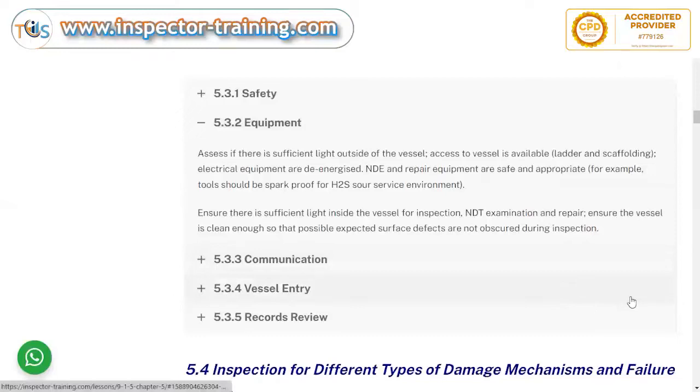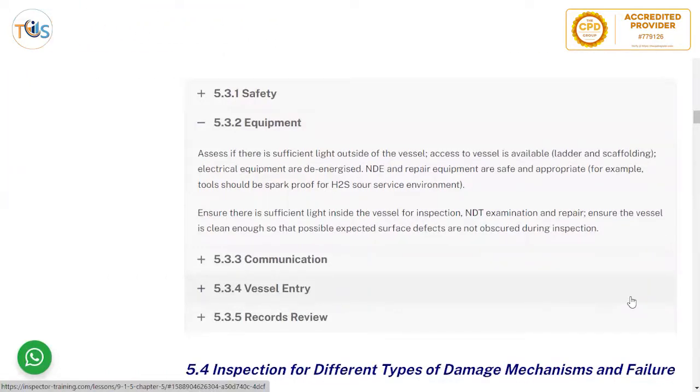Equipment. Assess if there is sufficient light outside of the vessel, access to the vessel is available, ladder and scaffolding, electrical equipment are de-energized, and NDE and repair equipment are safe and appropriate. For example, tools should be spark-proof for an H2S sour service environment. Ensure there is sufficient light inside the vessel for inspection, NDT examination and repair. Ensure the vessel is clean enough so that possible expected surface defects are not obscured during inspection.